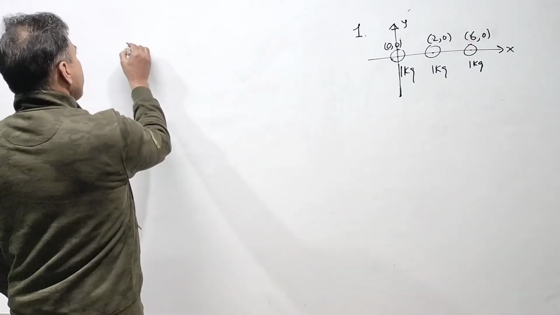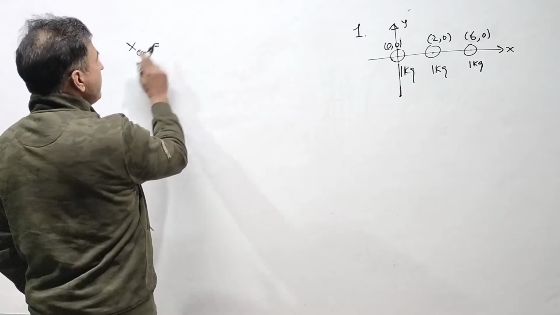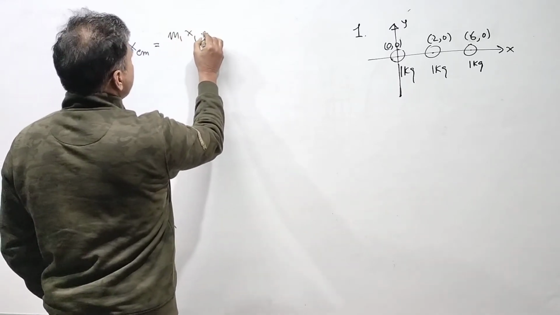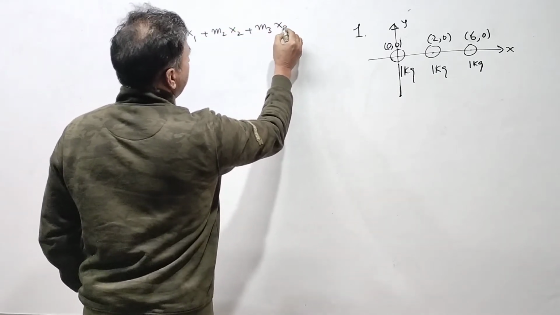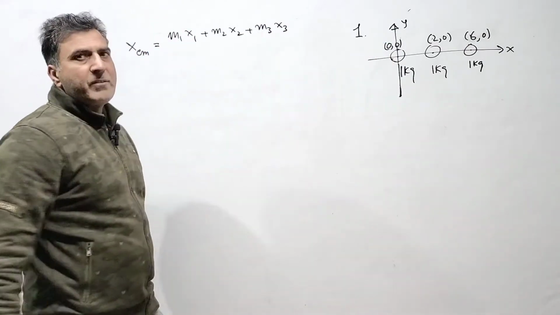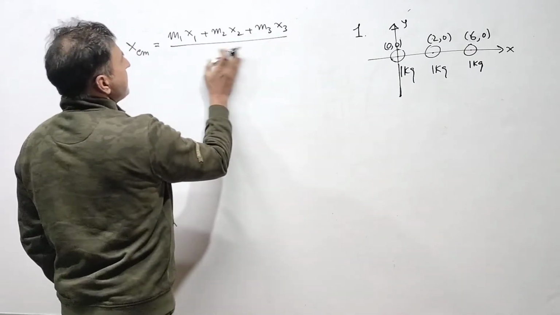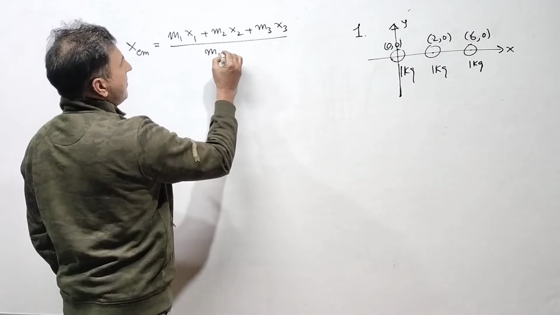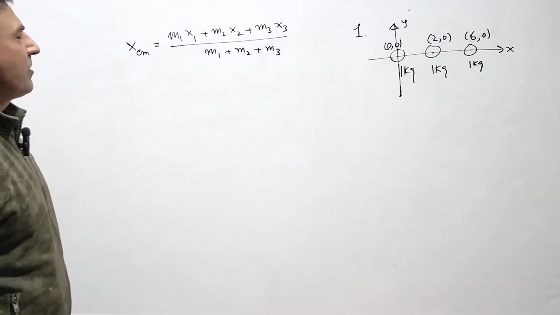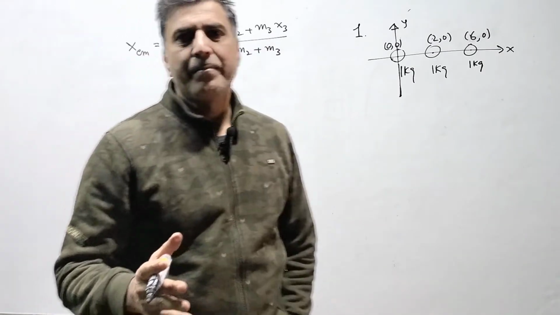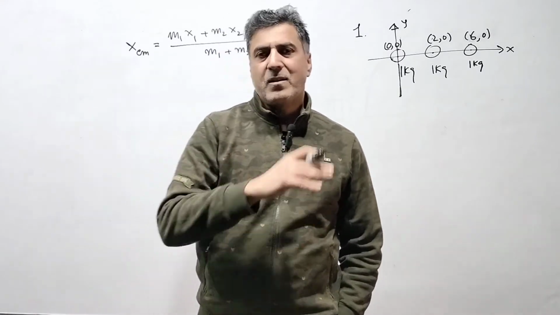The x coordinate of the center of mass is m1 x1 plus m2 x2 plus m3 x3, because there are only three masses. Therefore we will go only up to the summation of three masses, and then divide by the sum of the masses, that is m1 plus m2 plus m3. Is it right? This is the formula that we have already obtained. We did a lot of mathematics with this earlier when I started the lectures.